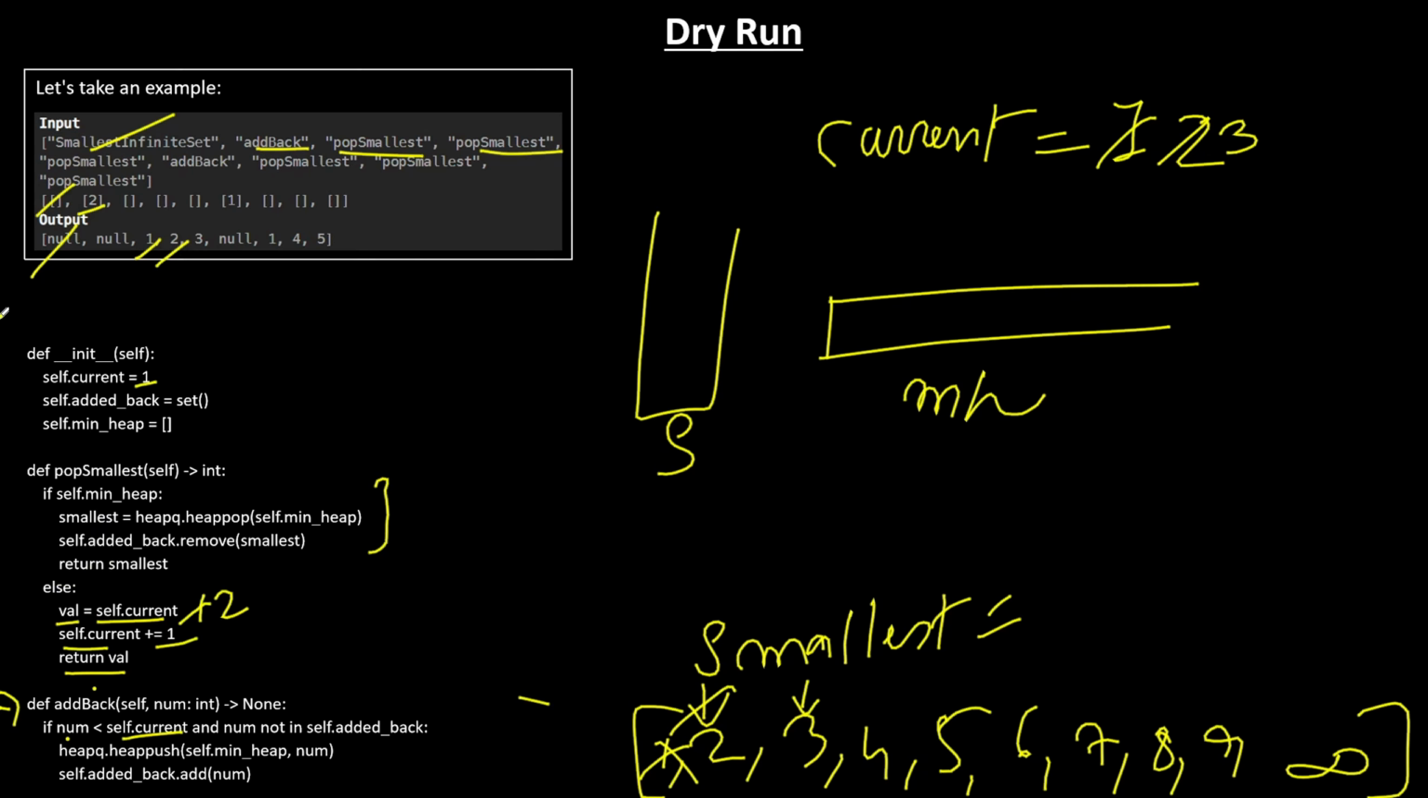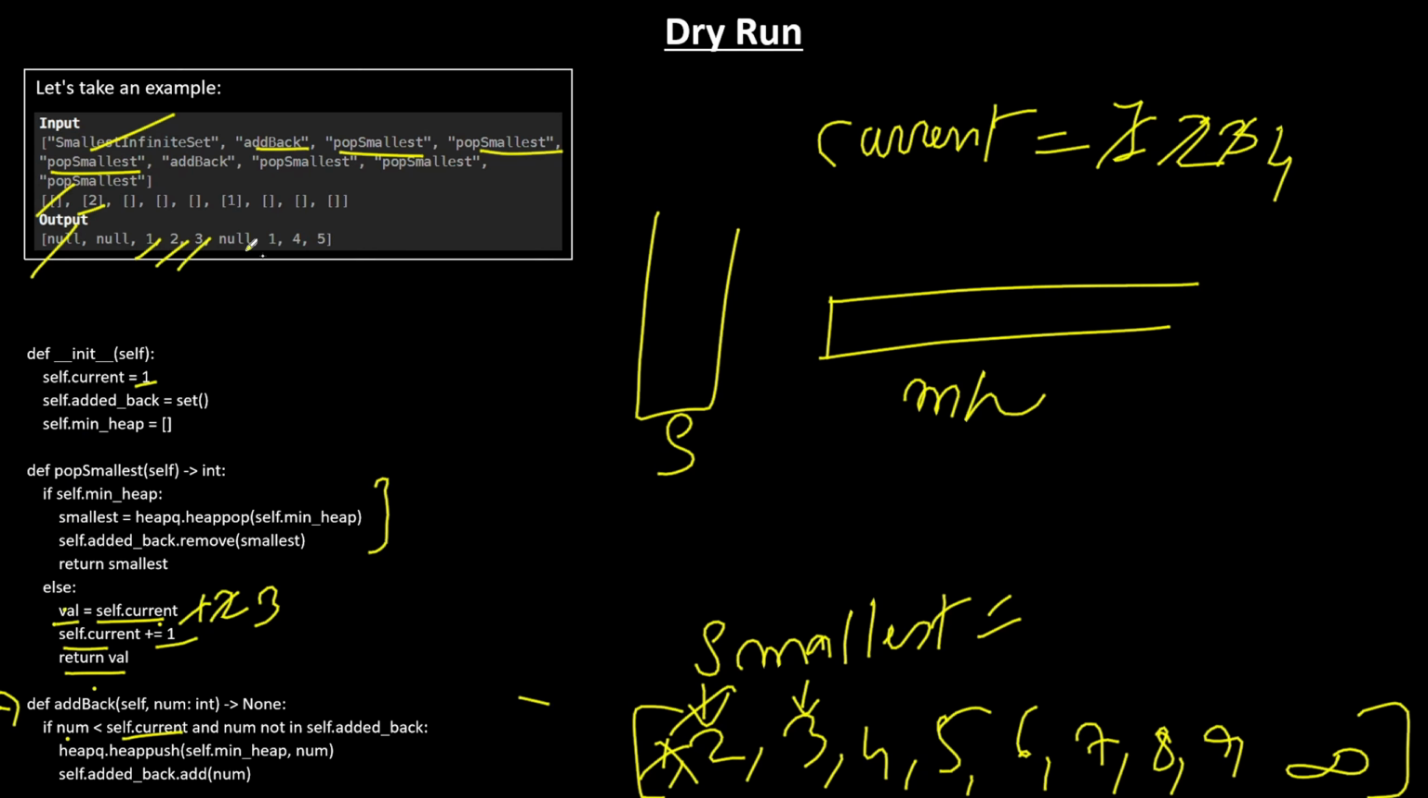Again, you go back. We have the pop smallest. Great. Since the heap is empty again, you put the value in the val part from the current. You increment the count to 4, and then you return. Simple as that. Now, in val we had 3, right? So we return 3. Great.